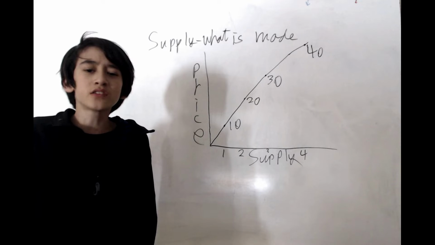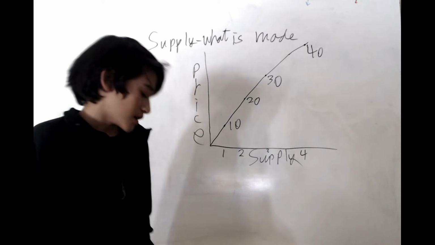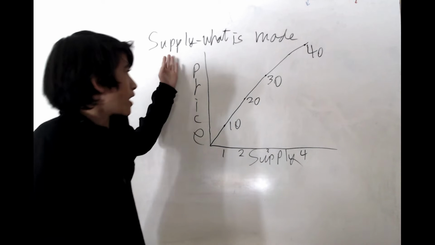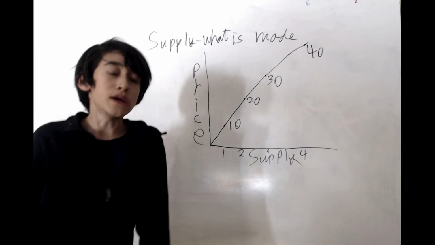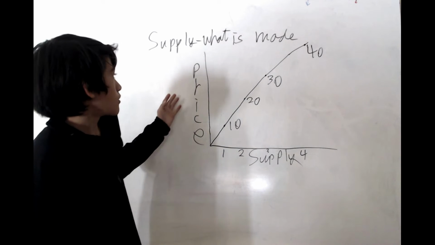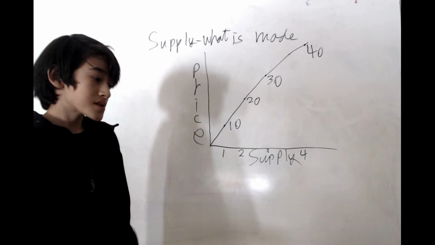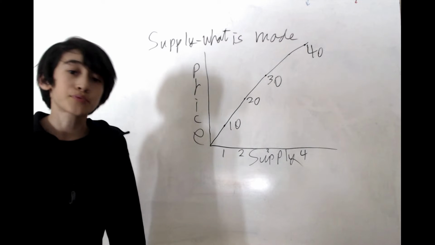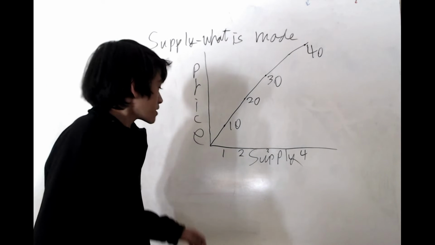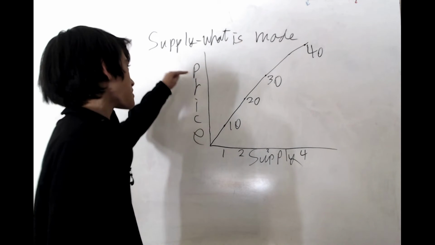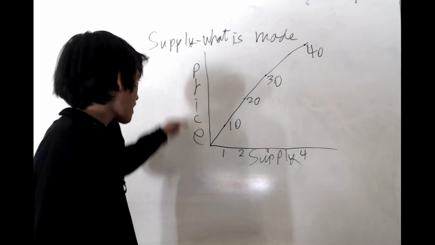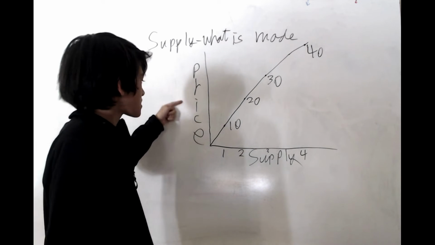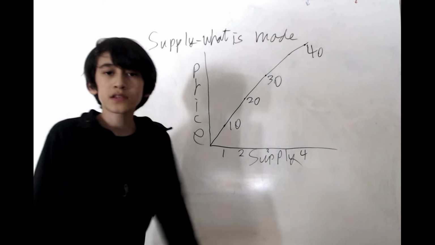Alright, so now we can look at supply. We're going to look at supply, which is what is made. So, basically how much is produced. That's what supply is. You are supplied with something, something is produced with it, right? Alright, so again, we're putting the independent variable on the y-axis. That's a little confusing, but bear with it. Price on the y-axis, supply on the x-axis.